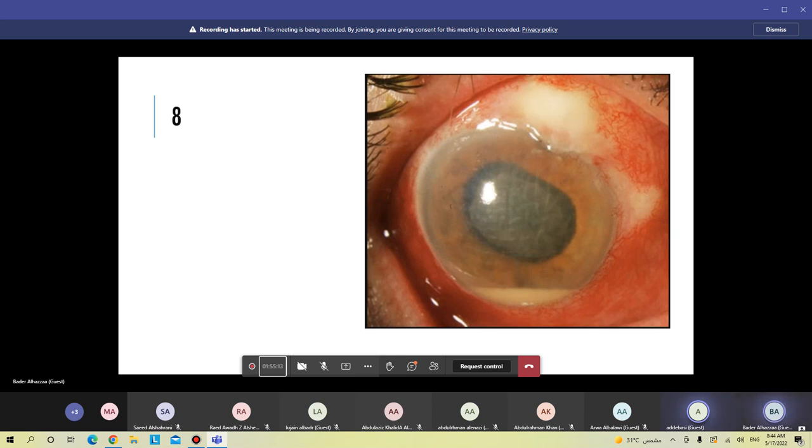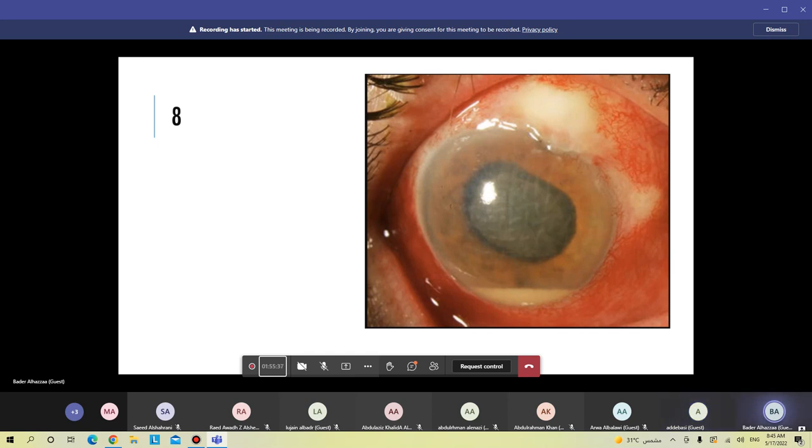Which is an inflamed bleb with a quiet AC. There is no hypopyon and no vitritis. Grade 2 is blebitis with AC reaction but no vitritis. Okay. Grade 3 is blebitis with AC reaction or hypopyon plus vitritis. Okay, so when you have vitritis, you call it endophthalmitis.